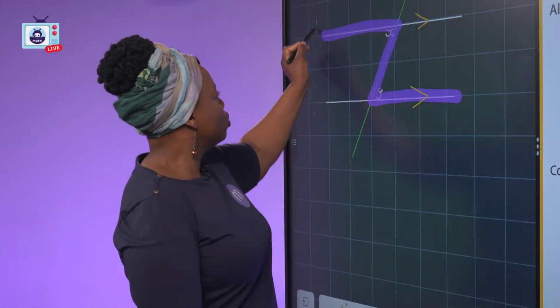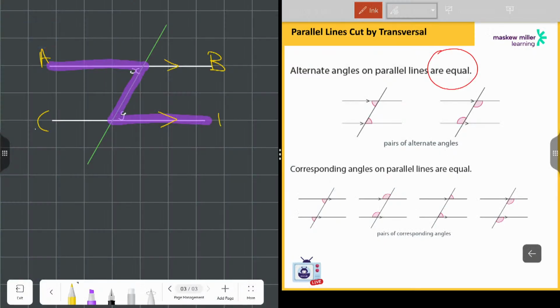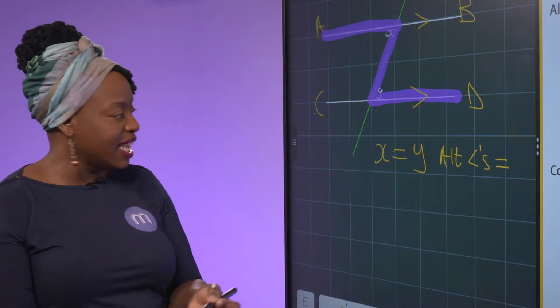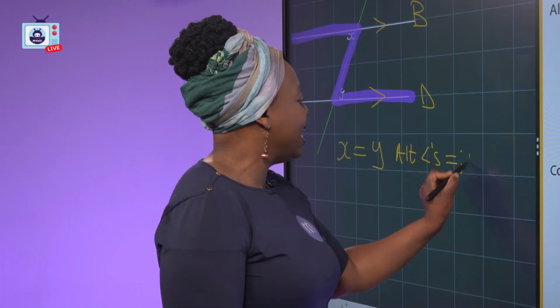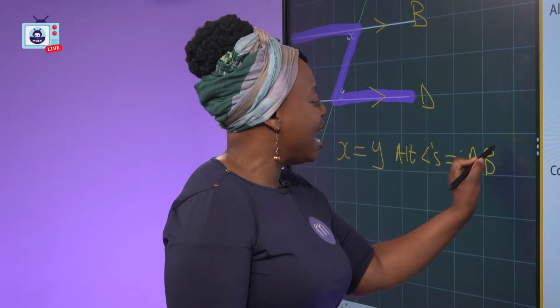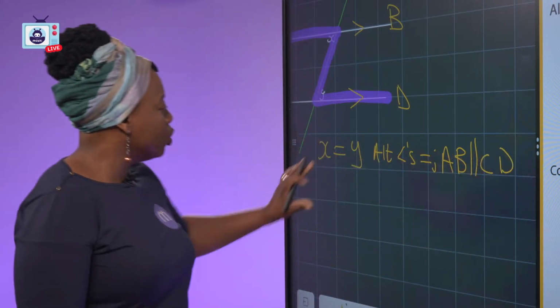And suppose this was given to be line AB and this was given to be line CD, I will then be able to say angle X is equal to angle Y, and then my reason will be alternating angles, right? Alternating angles are equal. But why am I saying they're equal? Because I have my line AB parallel to my line CD. So this is how you would have to say it.